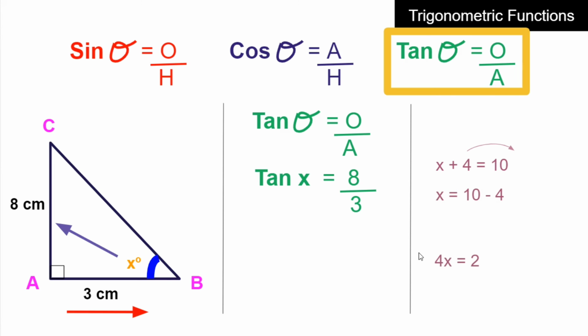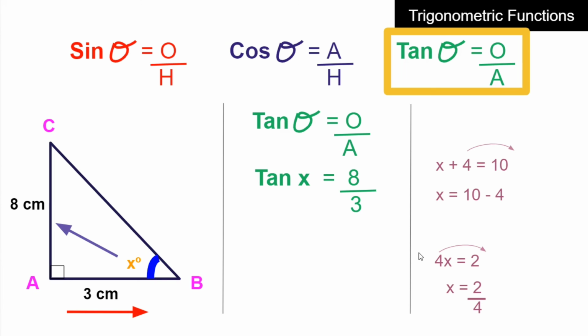Similarly, if I have something like this, 4x equals 2. If I tell you I want the value of x, what are you supposed to do? You'll be taking the 4 to the other side, which means that x is going to be 2 over 4 because 4 was in multiplication with the x. It goes to the other side, it turns into division.